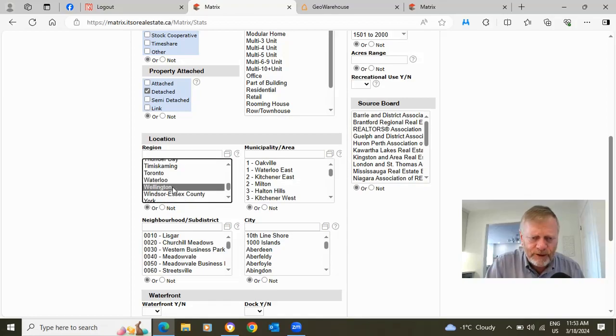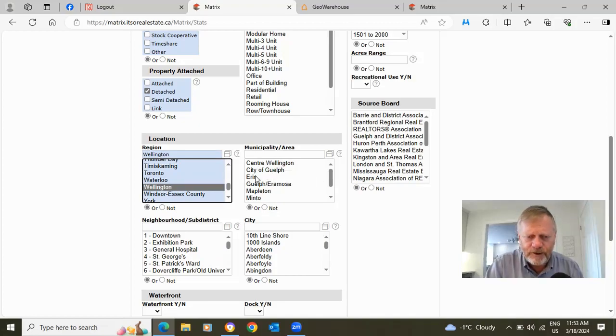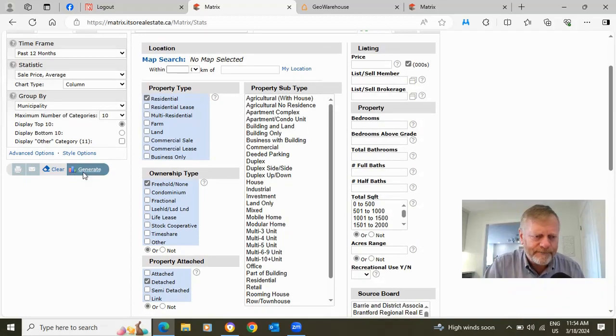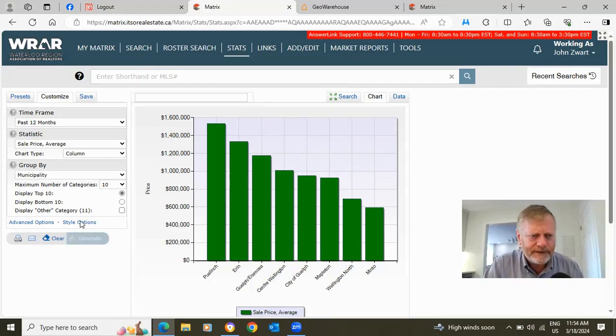Okay, so if you do Wellington County, now you can see here we've got Centre Wellington, City of Guelph, Erin, Guelph/Eramosa, which is basically the area around the City of Guelph, Mapleton, Minto, Puslinch, and Wellington North. So that's what we're looking at in terms of the data. And we're going to generate a graph here. You can see over the last 12 months, and just so you know, we're at the 18th of March 2024.